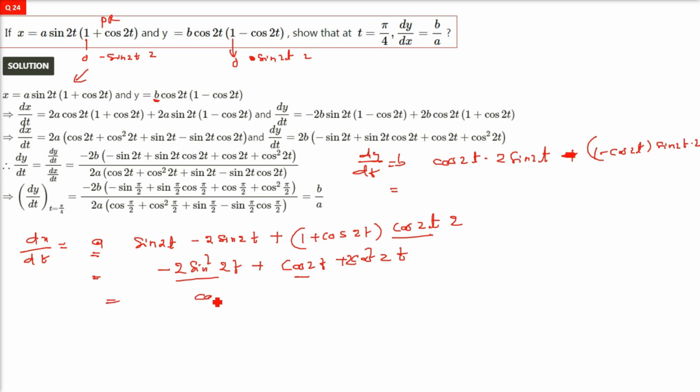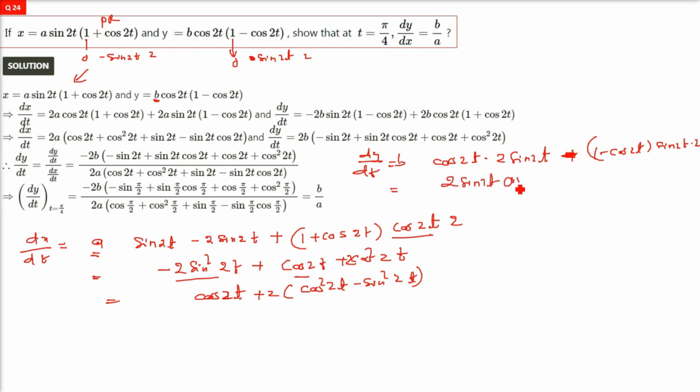Now dx by dt I am writing again: cos 2t here plus 2 cos square 2t minus sin square 2t. I am just taking 2 common, nothing else. Here we are getting in the dy by dt 2 sin 2t cos 2t.